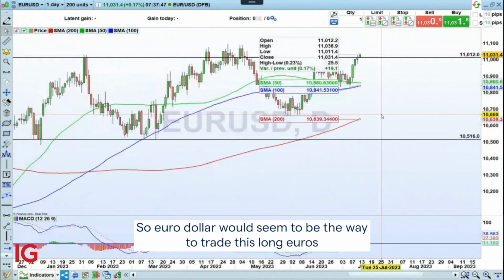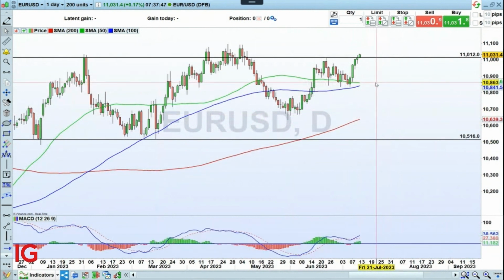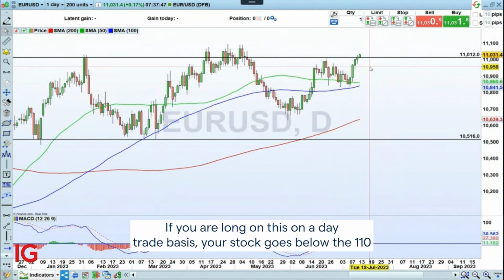So euro dollar would seem to be the way to trade this. Long euros against the US dollar. If you are long on this on a day trade basis, your stop goes below the 110 level.